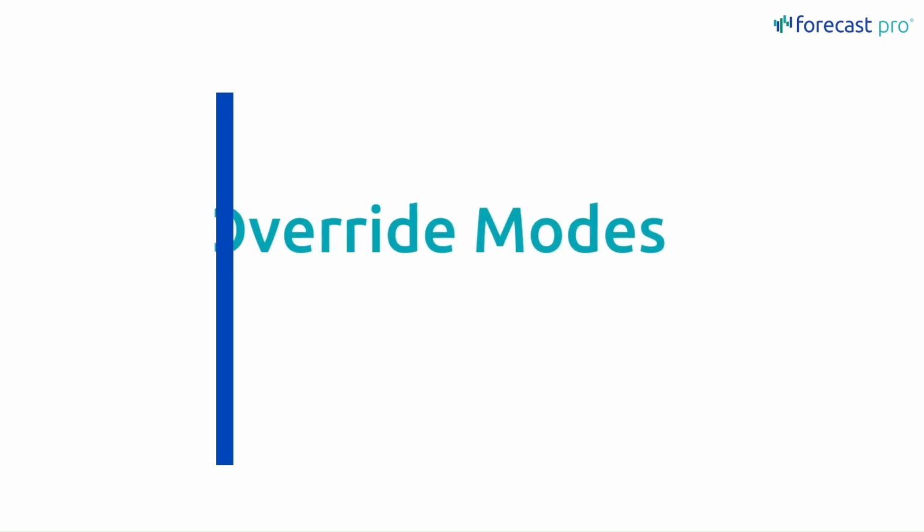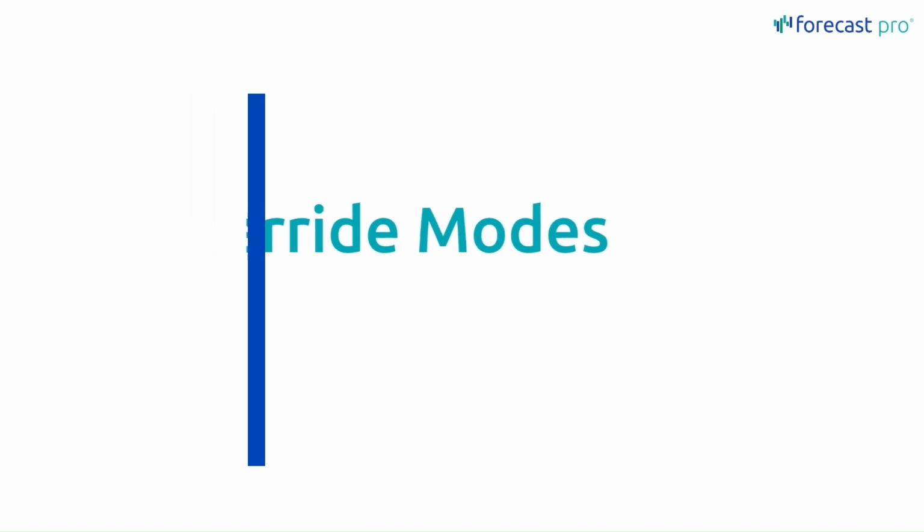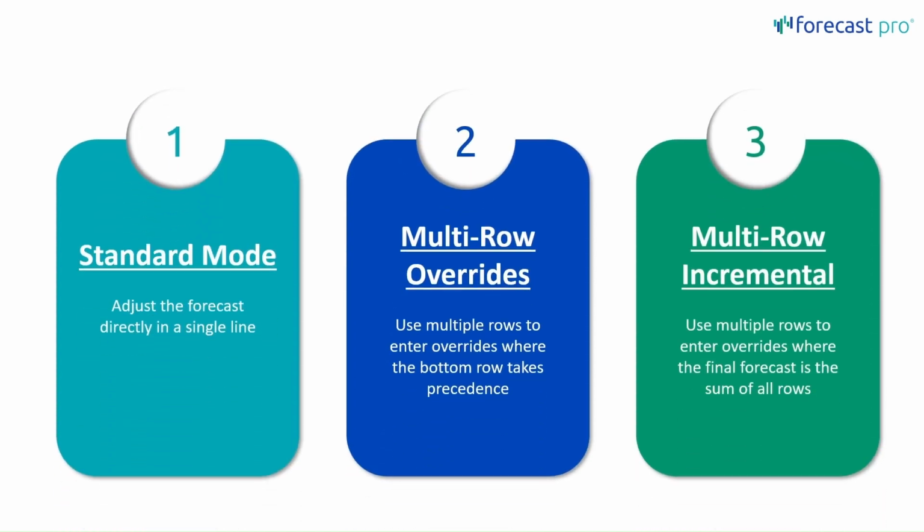We're going to start by focusing on the different override modes that are available in Forecast Pro. In our current version of Forecast Pro, there are three override modes. There's Standard Mode, Multi-Row Overrides Mode, and Multi-Row Incremental Mode.